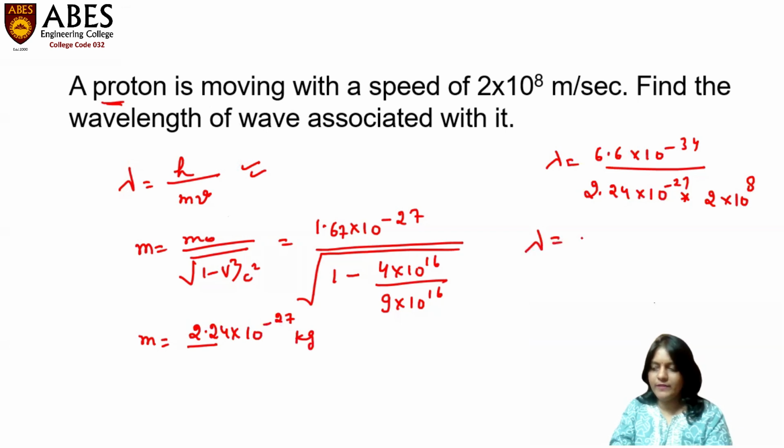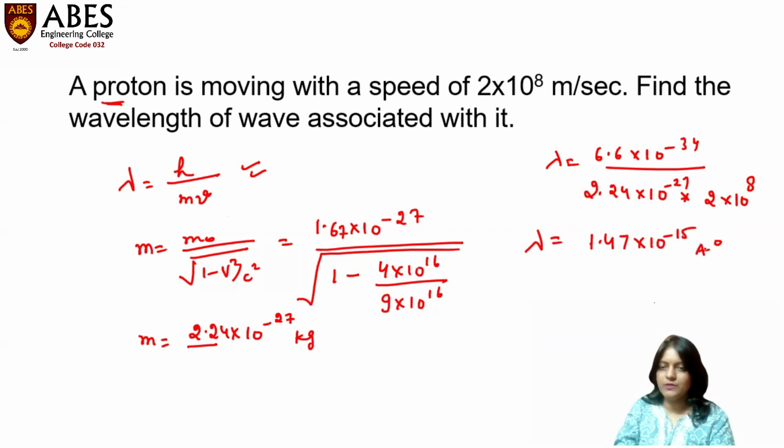This de Broglie wavelength associated with the proton is 1.47 into 10 to the power minus 15 meter. Answer.